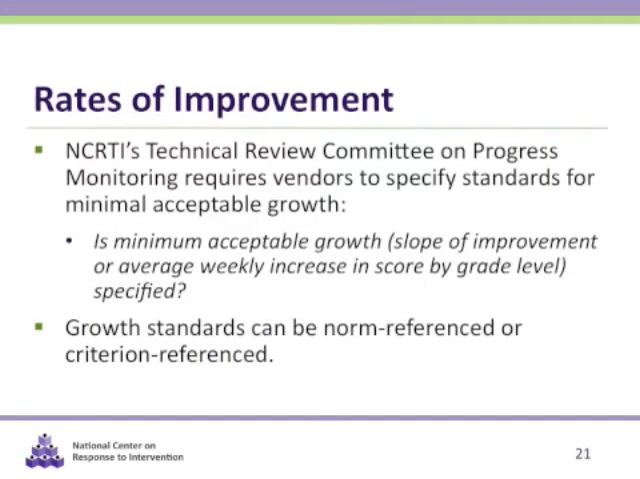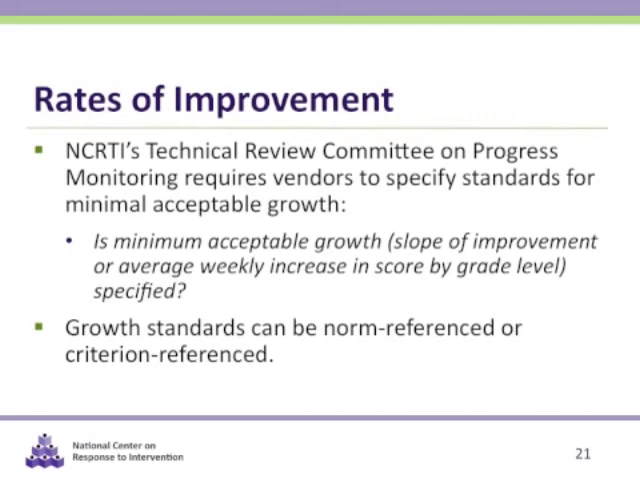If we go, for example, to the Technical Review Committee for the National Center on RTI, it requires vendors to specify standards for minimal acceptable growth when we're progress monitoring students. This serves as one potential method for designating responsive versus unresponsive students. So the question being asked is: is minimum acceptable growth well specified for that tool? And the growth standards can be norm referenced or they can be criterion referenced.